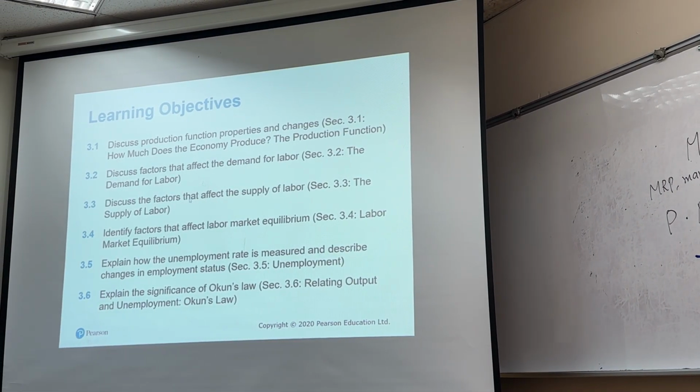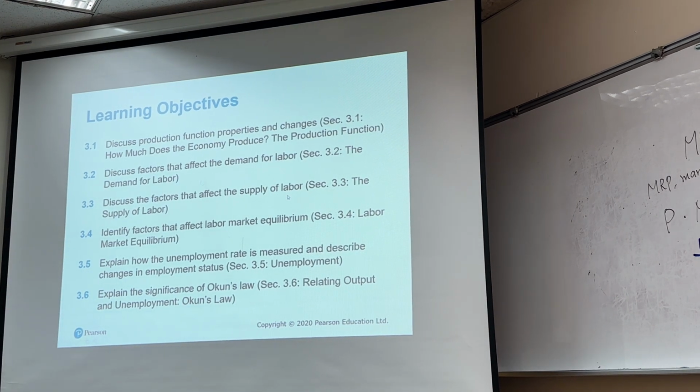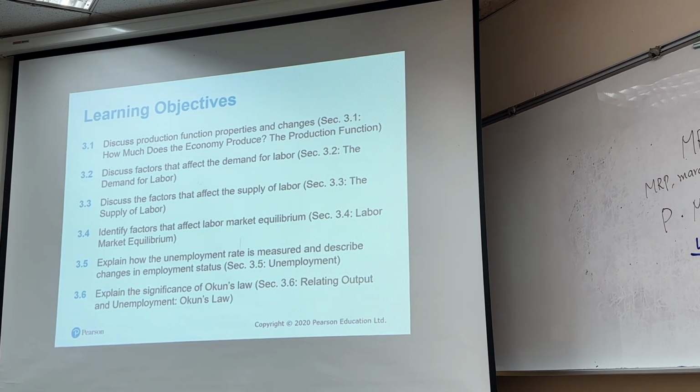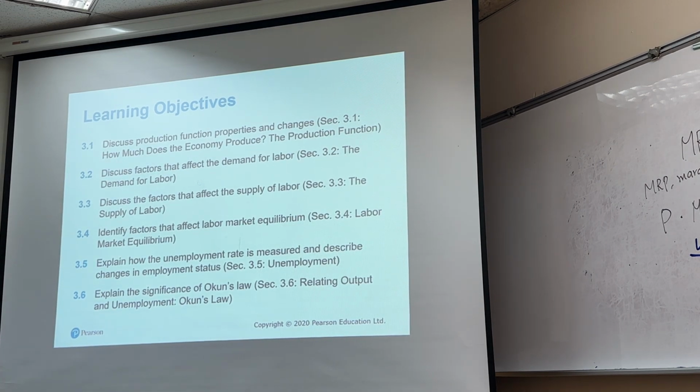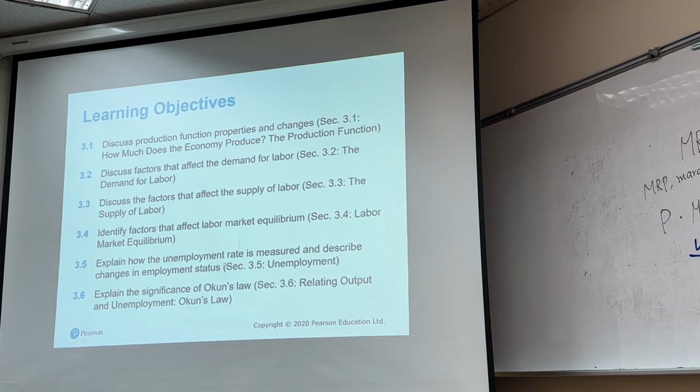And then there are several factors that affect the supply of labor. This part is more about microeconomics, so we will go through it a little bit faster. And then here again, the labor market equilibrium, because we just want to have a general picture of the labor market. We don't want to get into too much detail here. And unemployment, there are several issues here, so we will talk about it.